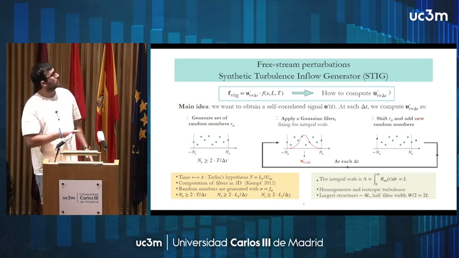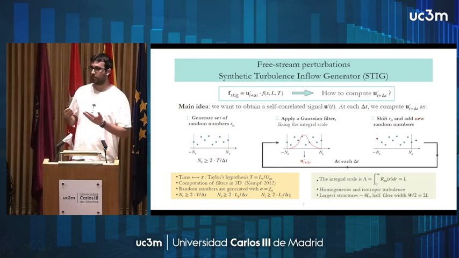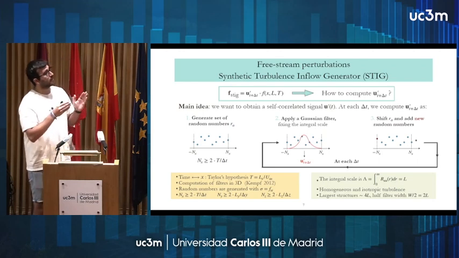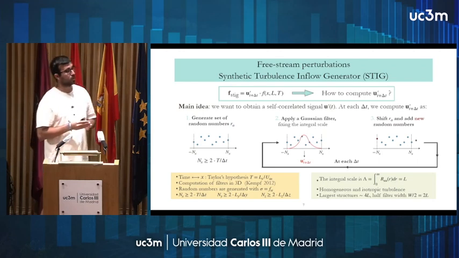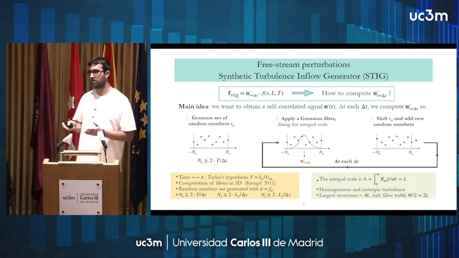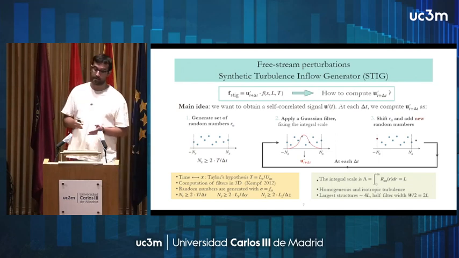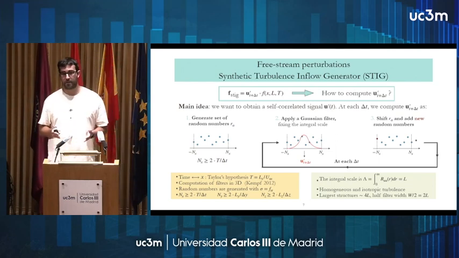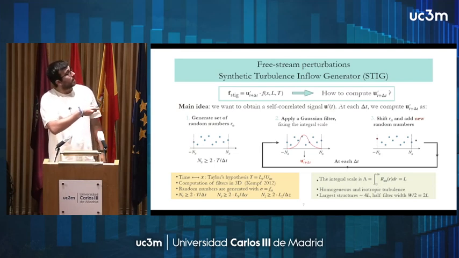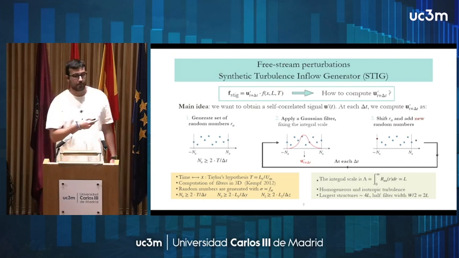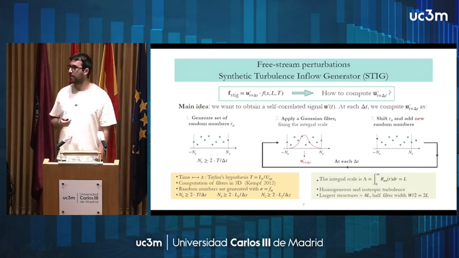For doing so, we need a set of random numbers that we want to filter. We're going to filter using a Gaussian filter, whose filter width is going to be intimately related with the size of the perturbations that we want to implement. By applying this filter, we are somehow fixing the integral scale of our perturbations.